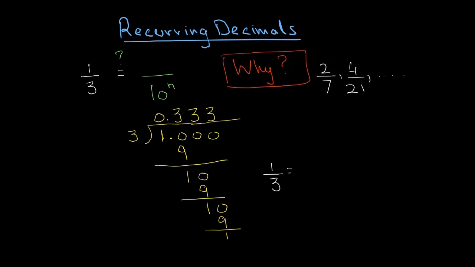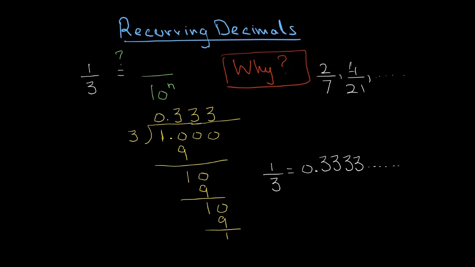is equal to 0 point, and this is a weird thing that we are doing. 0.3333333. It never seems to stop. This is the first number that we have written down as a decimal number whose decimal expansion doesn't seem to stop.